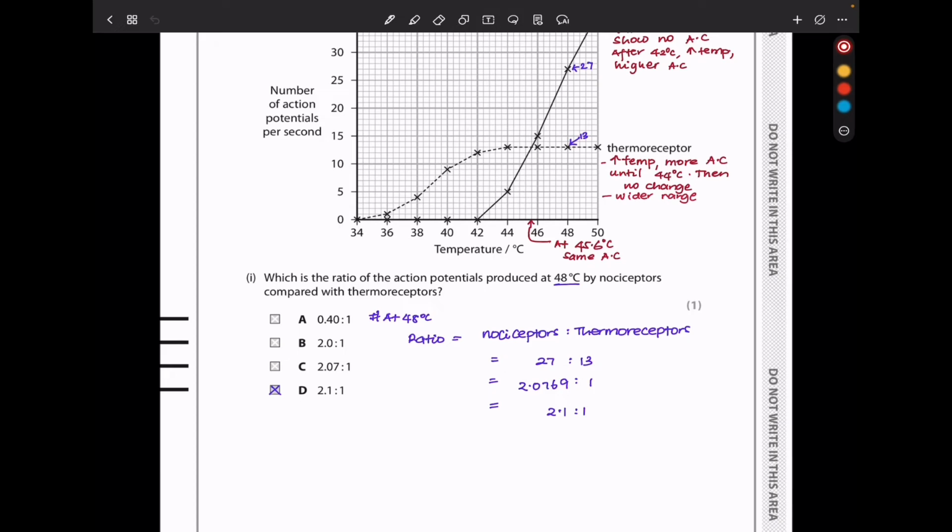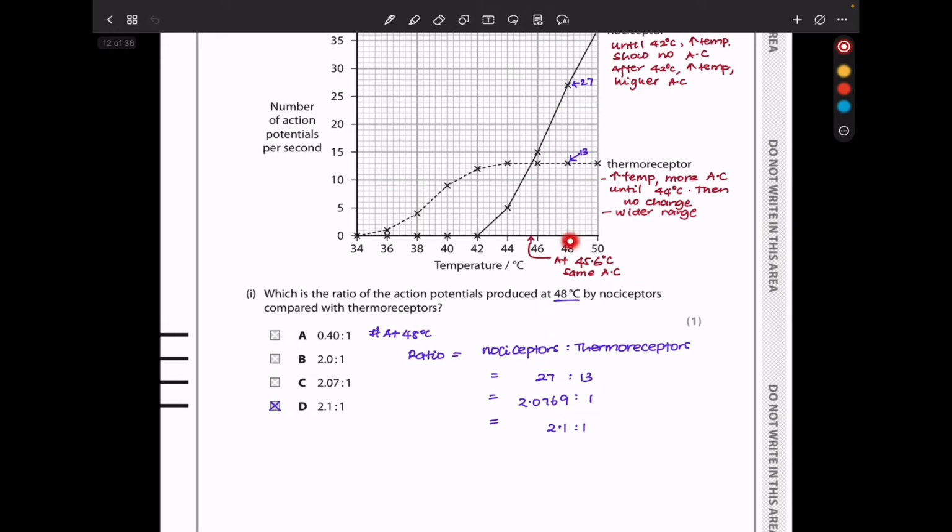So they say, what is the ratio of the action potential produced at 48 degrees Celsius by nociceptors compared to thermoreceptors? At 48 degrees Celsius, here we have 13, and there we have 27. For nociceptors to thermoreceptors, it's going to be 27 to 13, which is 2.0769 to 1 or 2.1 to 1, so the answer should be D.